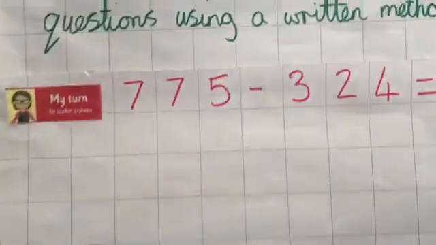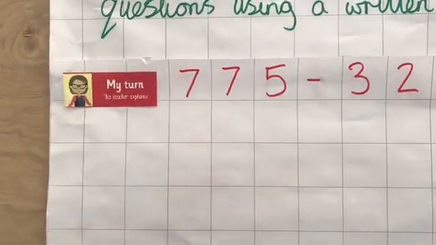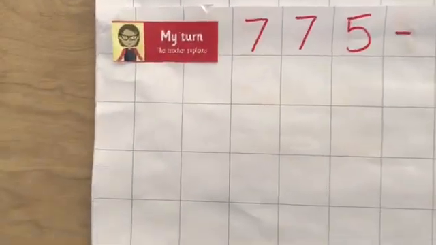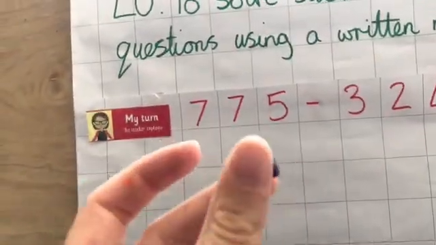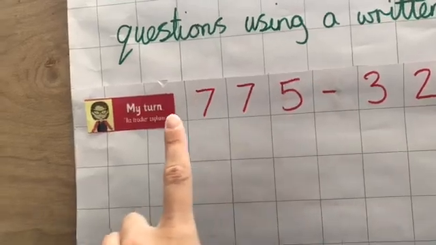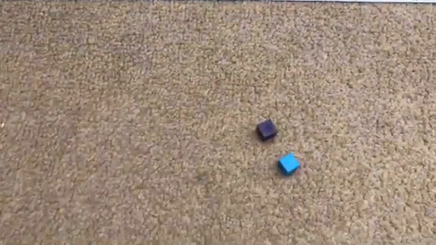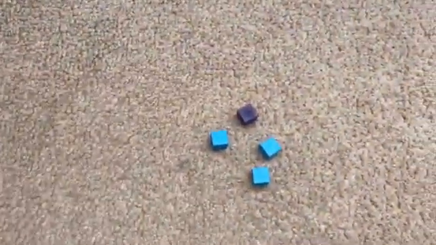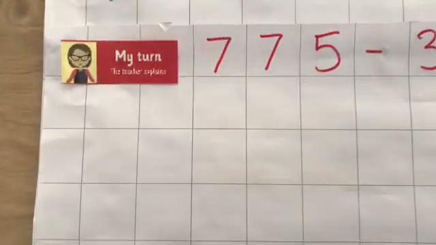So first thing I'm going to do is make this first number, 775. So I'm going to start with my ones, which are these little parts here. How many ones is in my number? That's right, 5. So I'm going to count out 1, 2, 3, 4, 5. Now I'm going to look at my tens.